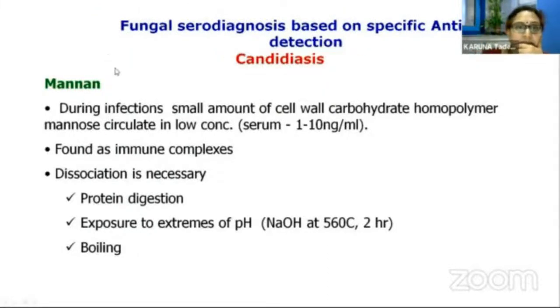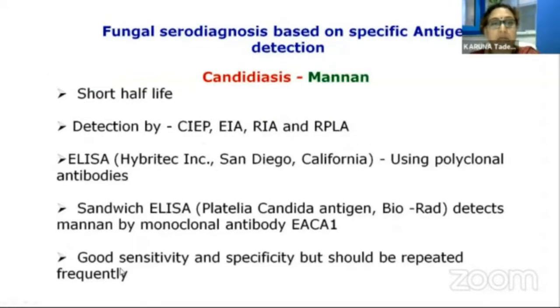Candidiasis, there are some in the pipeline, like the mannan. It has been found as immunocomplexes, and a small amount of cell wall carbohydrate homopolymer is in circulation. So dissociation is necessary, but protein digestion, exposure to extremes of pH or boiling, these are important steps. Then it has a short half-life, and detection by counter-immunoelectrophoresis, EIA, RIA, and RPLA can be done. ELISA using polyclonal antibodies has been available.